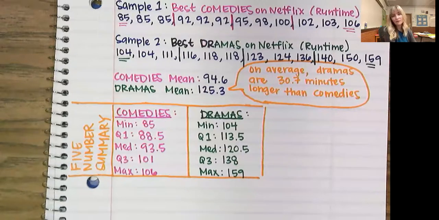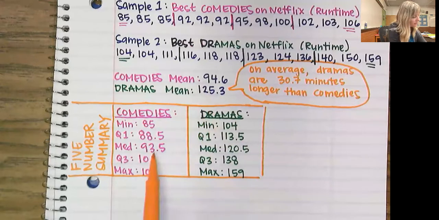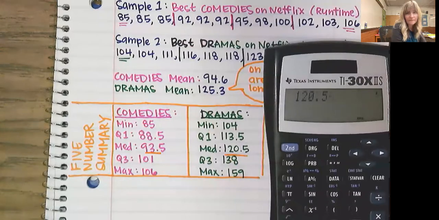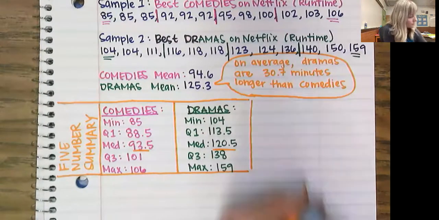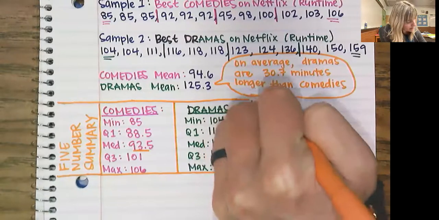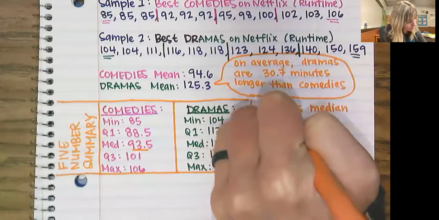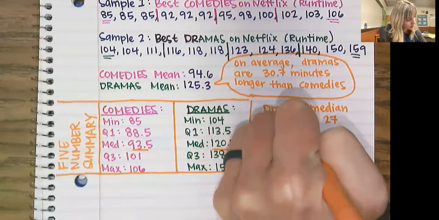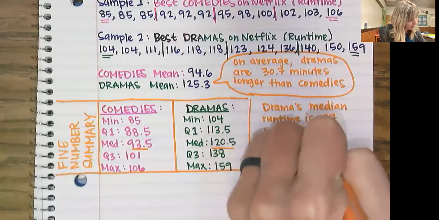And another thing that is often done here is not only do people find the difference in the means, but they also find the difference in the medians right here. So if I go 120.5 minus 93.5, now I see another central value, 27. I can say that the drama's median runtime is 27 minutes longer than comedies.